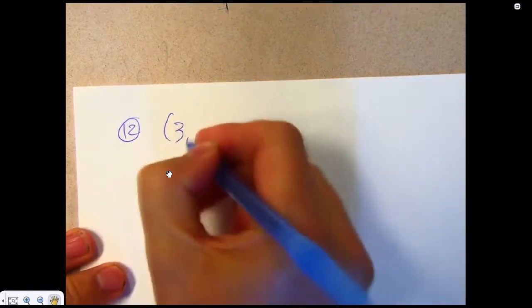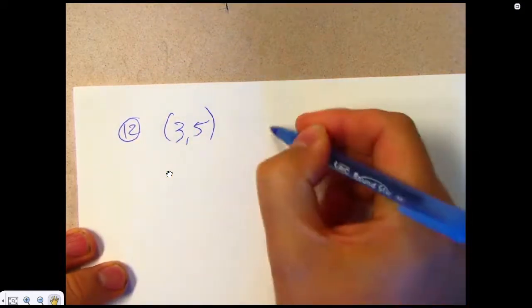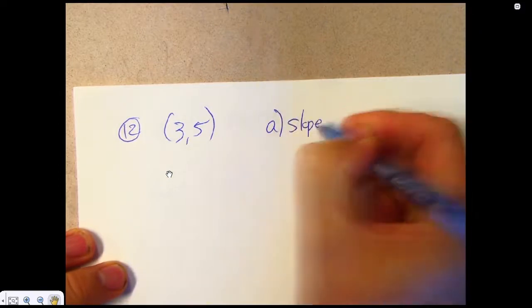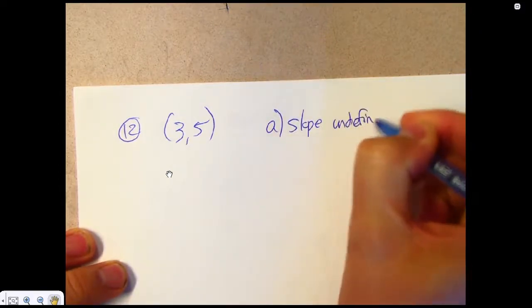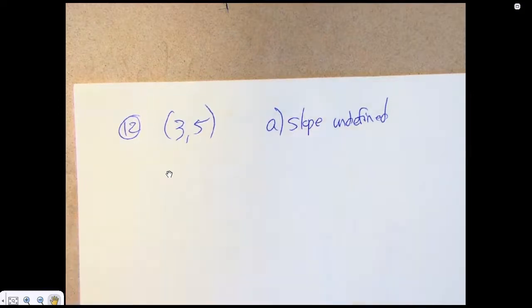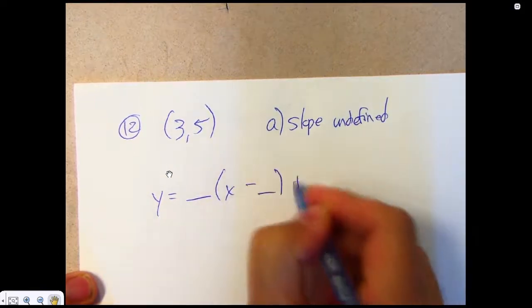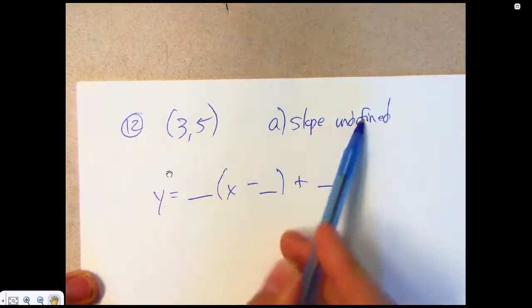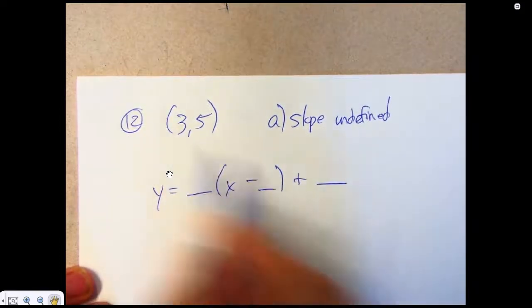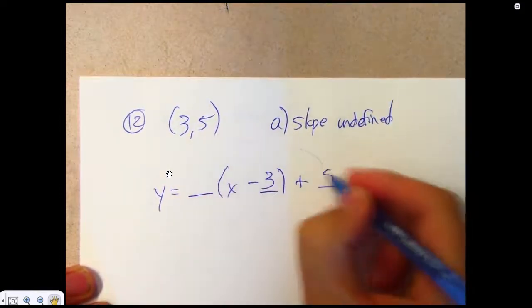So number 12 says through (3, 5). We're going to do 2 parts here. So part A, we're going to do slope undefined. That's the question they asked. I'm going to add my own question at the end. So for this one, I'm going to go y. I know a point, right? And I know a slope. There's my point, there's my slope. So I'm like, okay, cool. I'm going to put my point here, (3, 5).